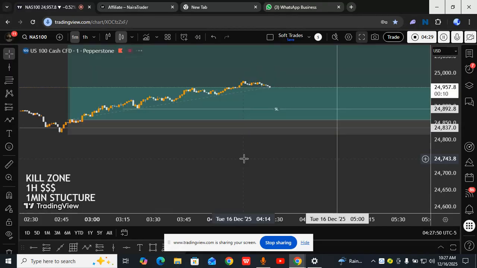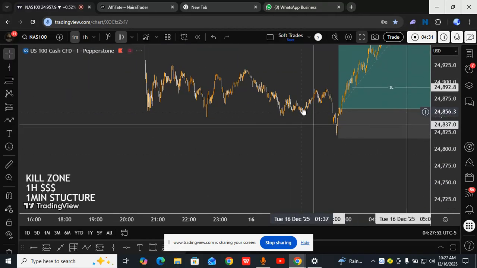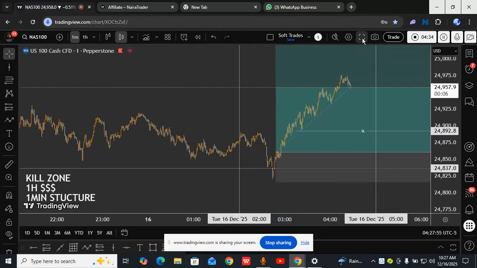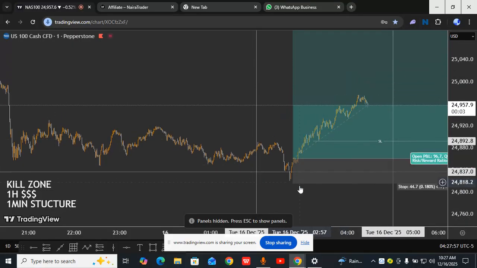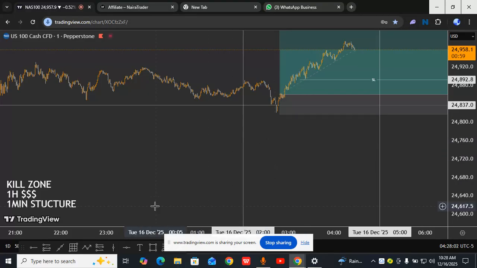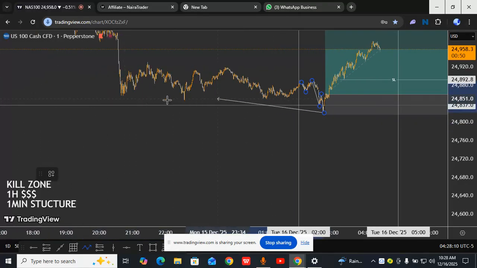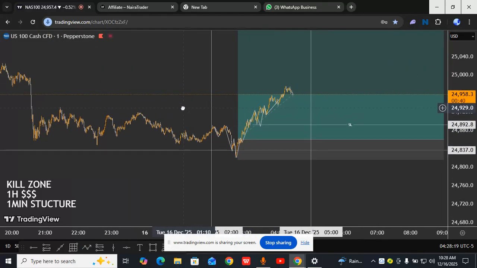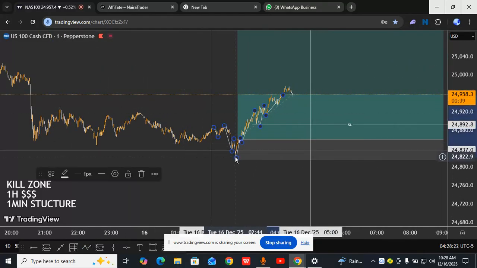Now, if you go down to the 1-minute time frame for you to actually see the setup, you can see this is 2 a.m. and this is 5 a.m. New York time. What did price do? Price went down to take out that fair value gap and also sweep the liquidity from the Asian session, and went up and gave a change of character, and started going upwards. So this is how I caught this particular trade.